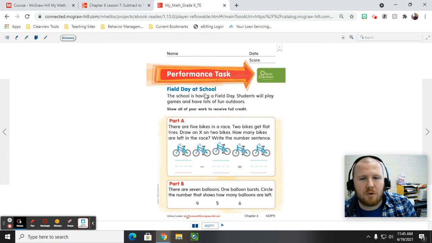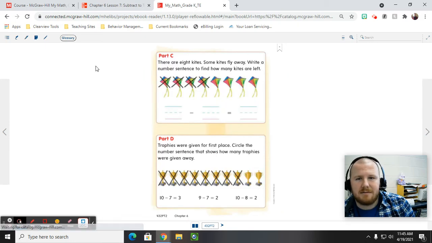And then here for the performance task, this is all extra kind of stuff, but you guys can figure this out. 5 bikes, 2 bikes get flat tires, draw X on 2 bikes. How many bikes are left? Then it says there are 7 balloons and 1 balloon pops. So how many are left? Guys, you know this. 8 kites. Some of them flew away. Well, how many of them flew away? One, two, three, four. So then how many are left?